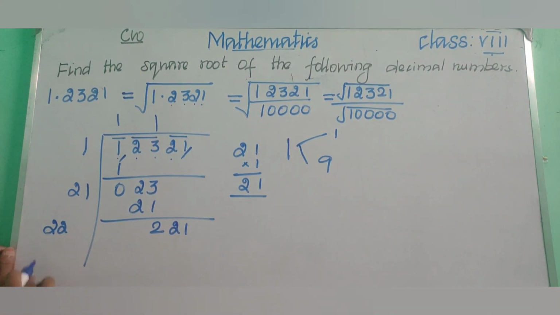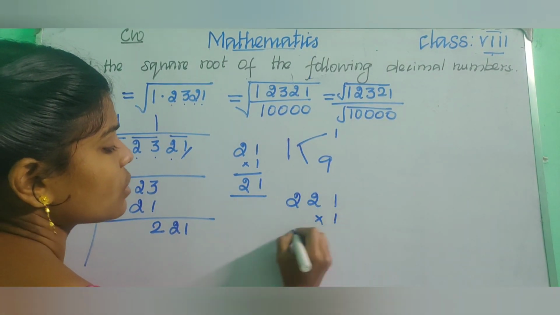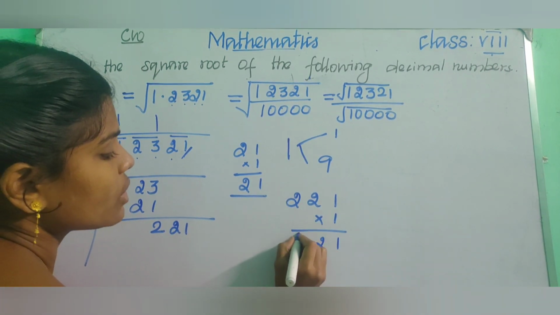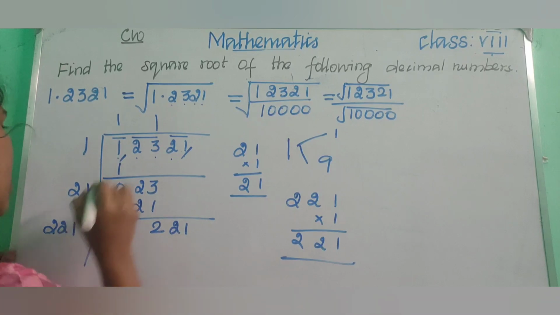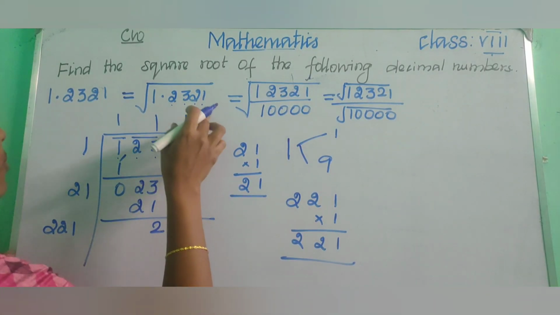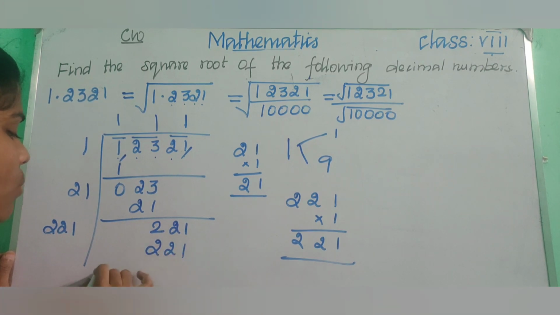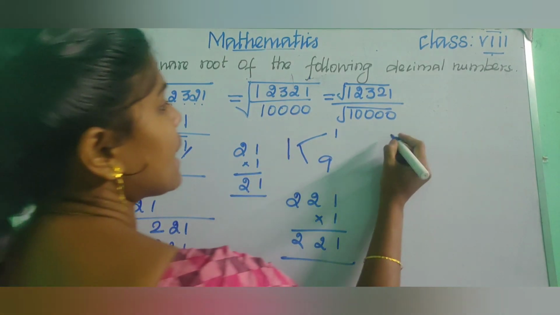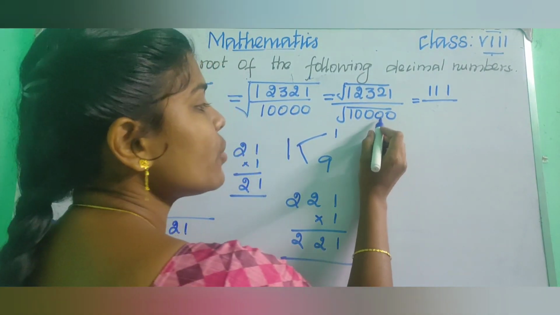Children, let us check with 1. So 221 into 1. Let us multiply 1 into 1, 1, 1 twos are 2, and 1, 2 is 2. We will get 221, the same as we got, right? So we can put 1 in the divisor as well as in the quotient. So 221 minus 221, now we got 0. So what we got? The answer is 111. Now here we need to remove the roots, right?